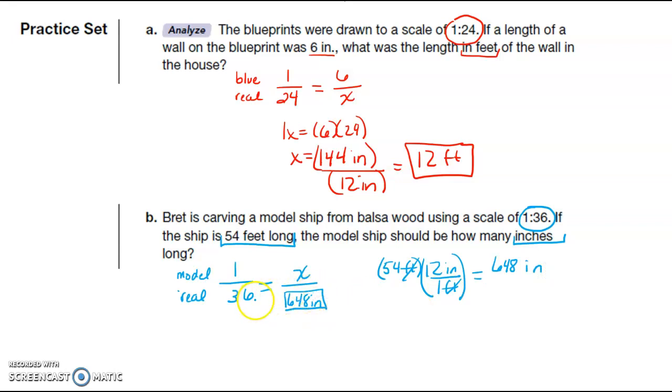Okay, so let's go ahead and cross multiply. 36x is equal to 648. Divide by 36, and I get that the model should be 18 inches long.